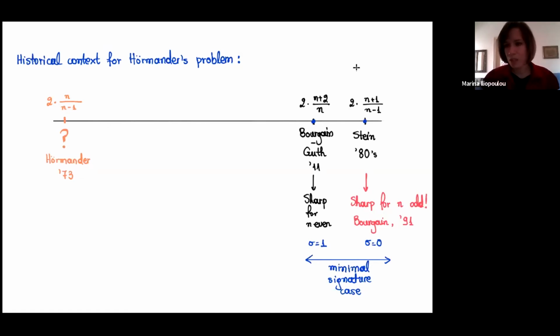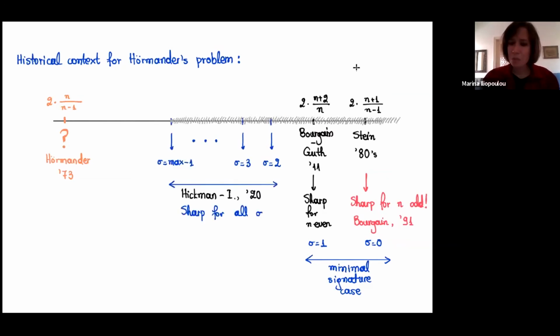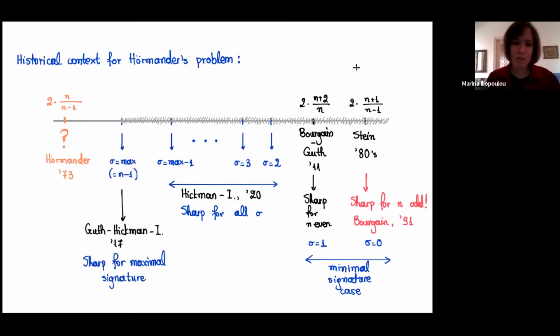So that's what we do here. We give sharp bounds according to what the signature is. So for the signature slightly bigger, we get a bit closer. This is a sharp bound that we get. We get an enlarged range of exponents for a larger signature, etc. And we stop when the signature is maximal because that's something we treated in 2017 with Larry Guth. Okay, so this is the whole picture.